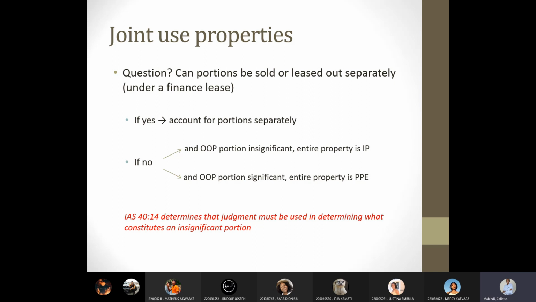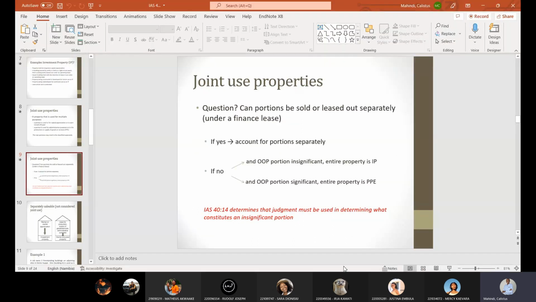So the standard does not give a percentage. It does not say that if 40% of the property is used for administrative purposes, then that's significant. It doesn't give a percentage. So judgment needs to be used to determine what is really significant.